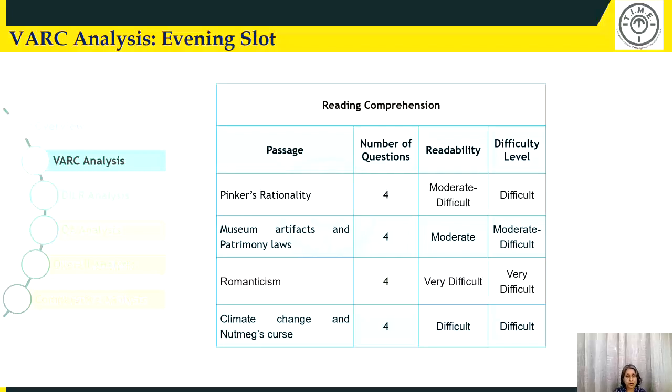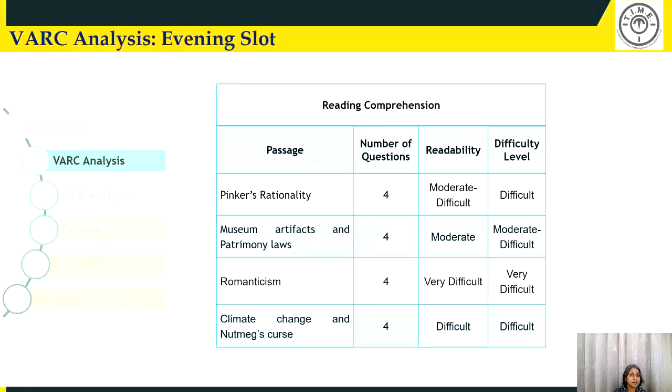So passages number 1 and 2 can be called moderate difficulty level, and 3 and 4 were difficult. As I mentioned earlier, these are subjective opinions, but we have talked to a large number of students, and so this is more or less the average feedback given by the students.